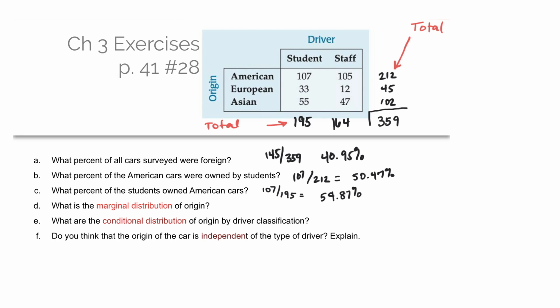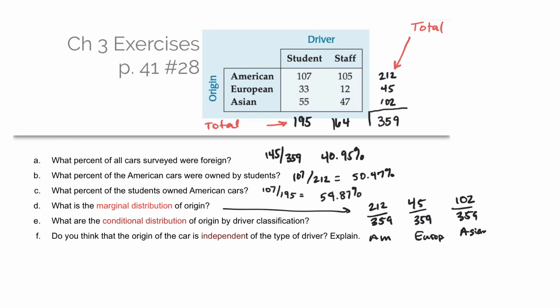So this is going to require me to choose three different values. If we come over here, we're going to say, well, there were 212 out of 359. This would be for American. We had 45 out of 359. This would be European. And then we had 102 out of 359 to be the Asian cars. Okay, and we can convert those into percentages.